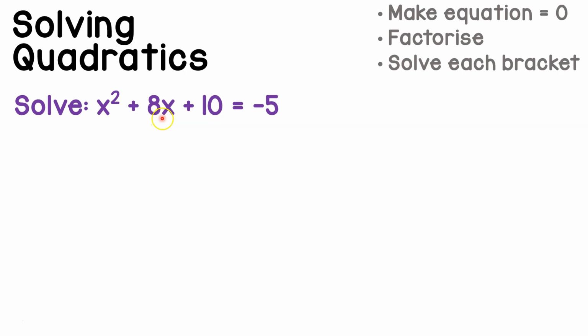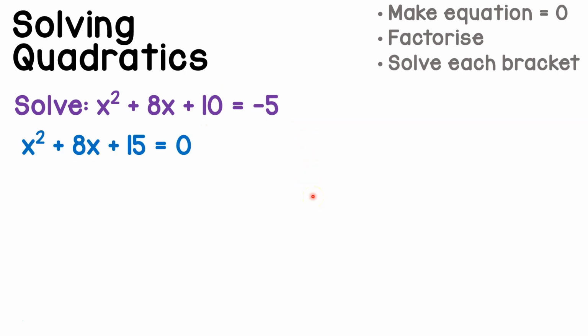x squared plus 8x plus 10 equals minus 5. Now you'll see this is a quadratic because we've got an x squared term, an x, and then a number. Now it's not always the case, but often you'll see quadratics in this form here. So our first step is to make the equation equal to 0. So what we need to do is get rid of this minus 5. The way we do that is by adding 5 to each side.